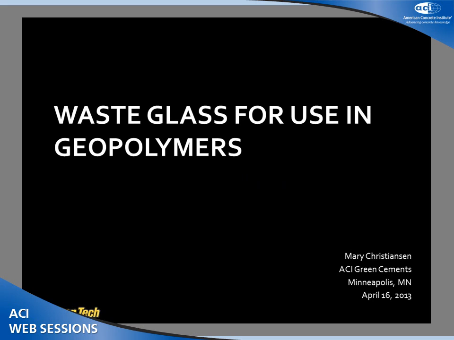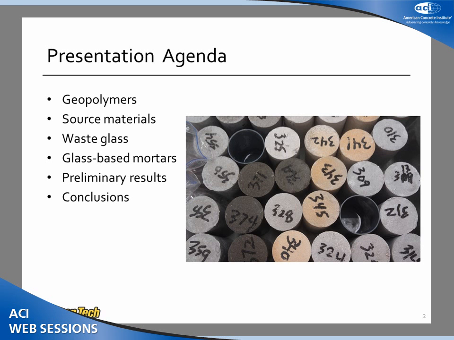Thank you. My name is Mary Christiansen. I'm from Michigan Tech, and I've been doing some research on glass used in geopolymers, as he just said. So I'll go over, real basically, a little bit about geopolymers. Dr. Preampton also spoke on them by a different name, I guess. I'll talk a little bit about what's desirable in a source material and then why I think that glass is a desirable source material to make geopolymers, and a little bit about waste glass as a material. And then I made some mortars and did a little bit of analysis.